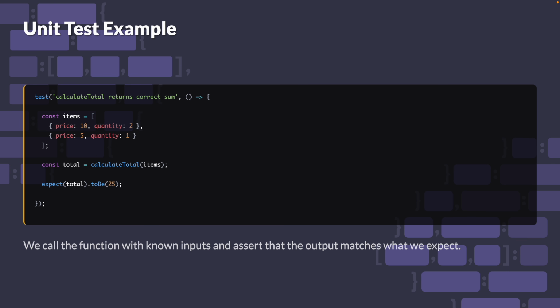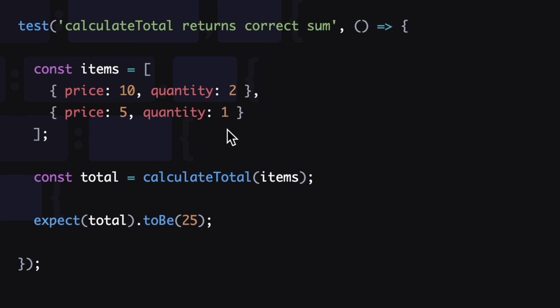So here's an example. It's basically a simple unit test, and this is what it might look like in JavaScript. So we call this function, the calculate total function. We call it with known inputs. That's these items here that we've created, this items array. So after we pass in these known inputs, we assert that the output matches what we expect. So we expect the total to be 25. We expect that after we call this function, it's going to return the correct sum.